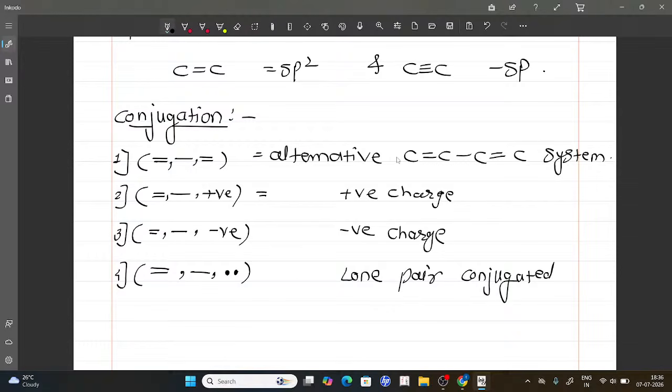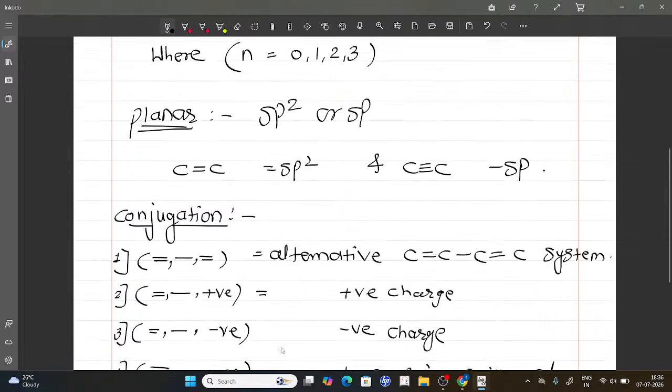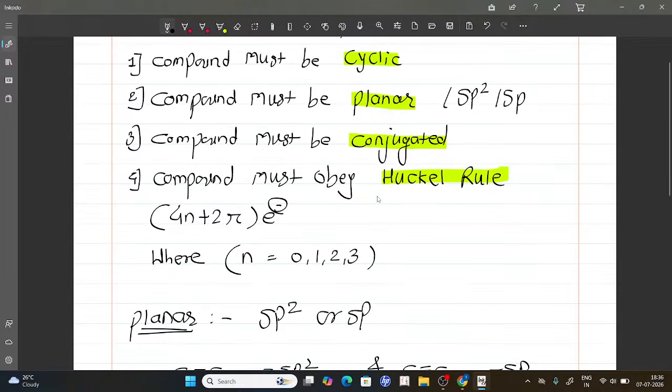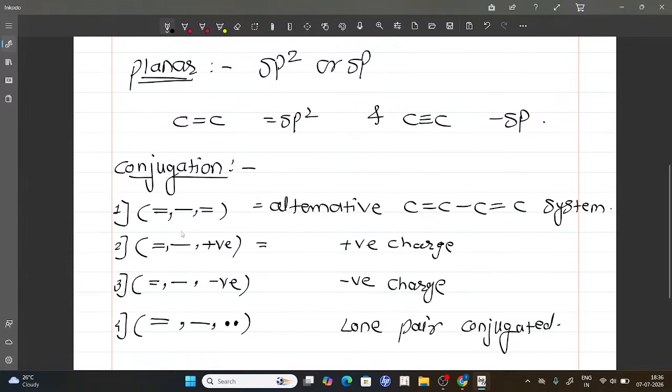So we have seen this third point, that is conjugation. Basically, conjugation is a compound having alternate double bond, single bond, double bond system, or alternate double bond single bond with a positive charge, or with a negative charge, or with a lone pair of electrons, that is a non-bonded electron pair. It is called conjugation.